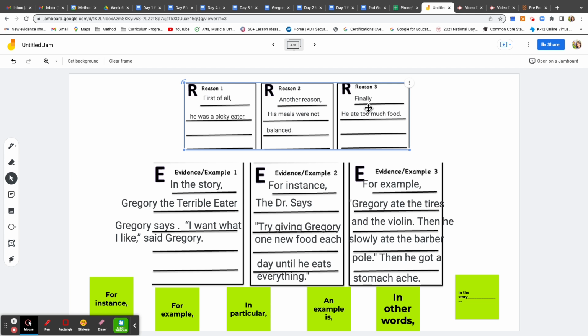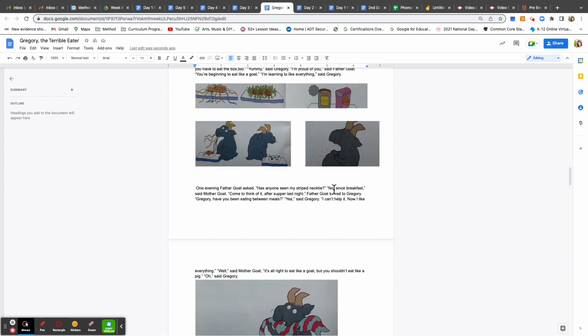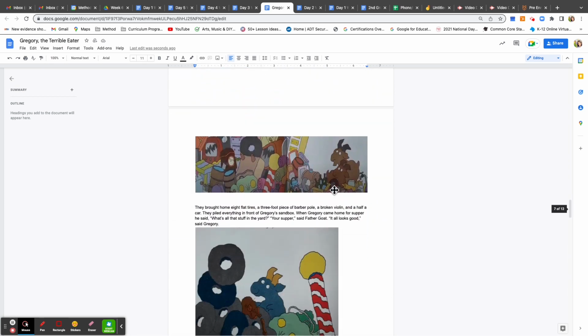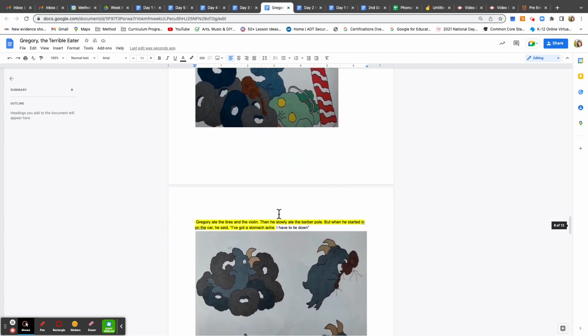I have the reason that he ate too much food. How do I know he ate too much food? Well, as I scroll through my story, where was he eating lots of food? Gregory ate the tires and the violin. Then he slowly ate the barber pole. But when he started in on the car, he said, "I've got a stomach ache."